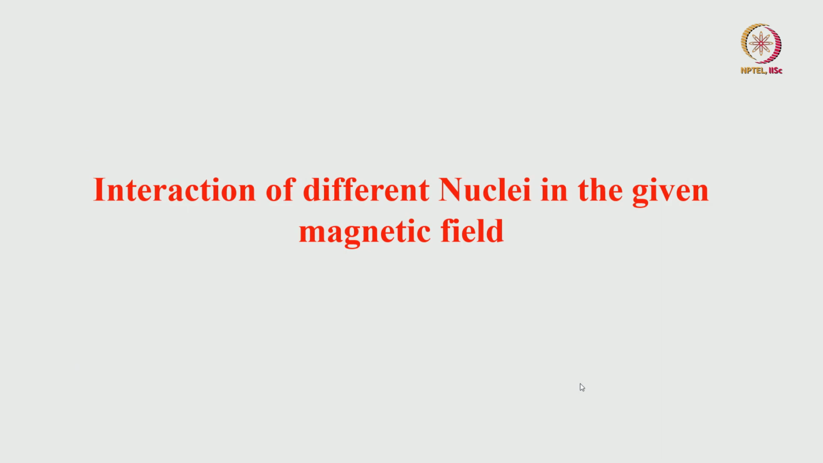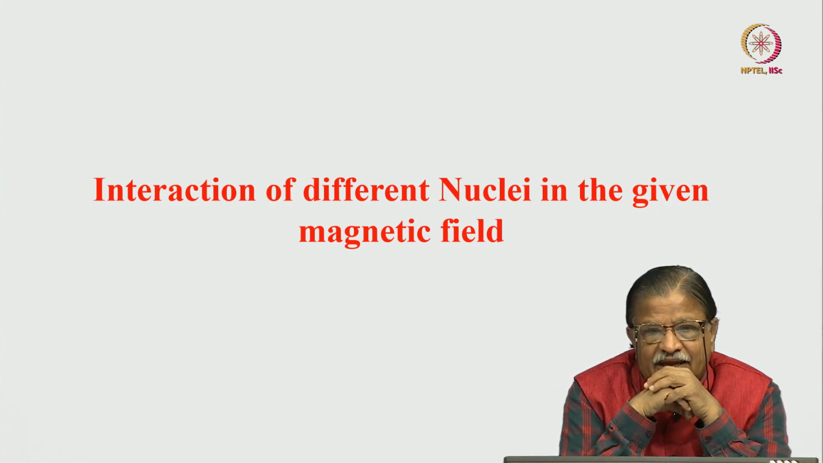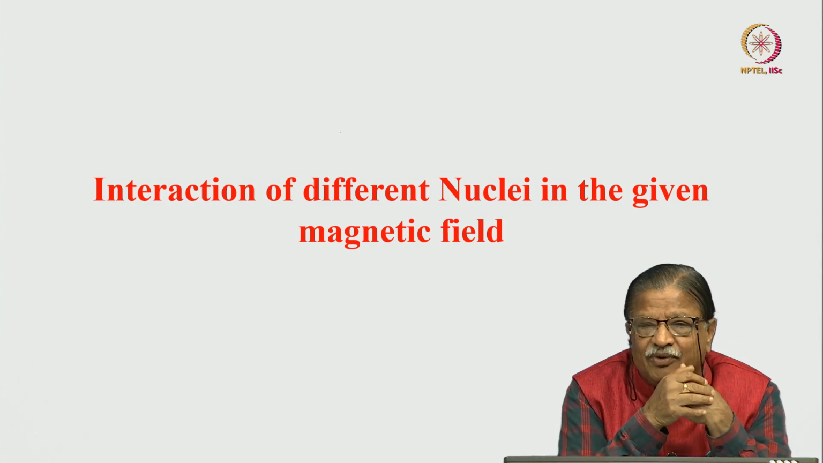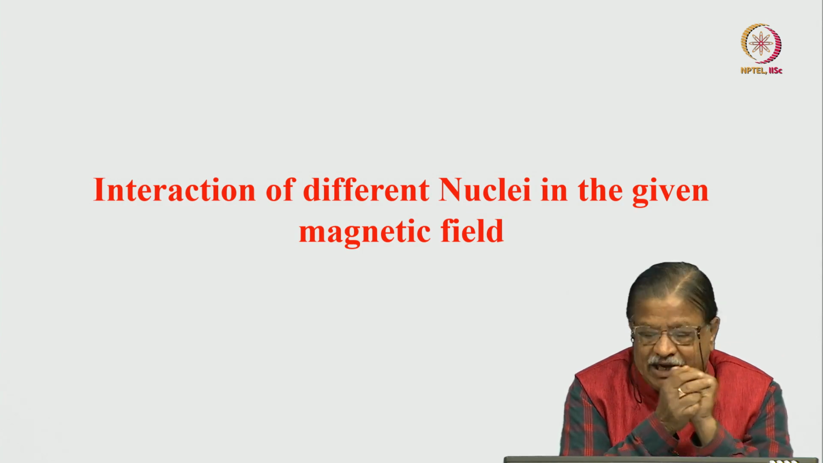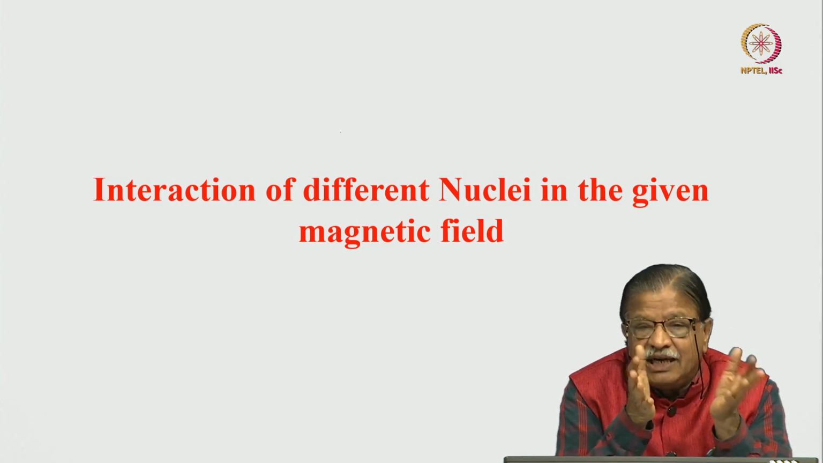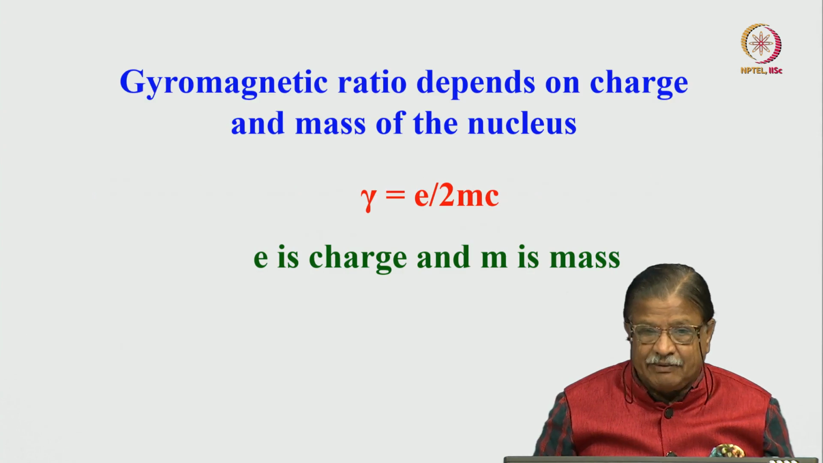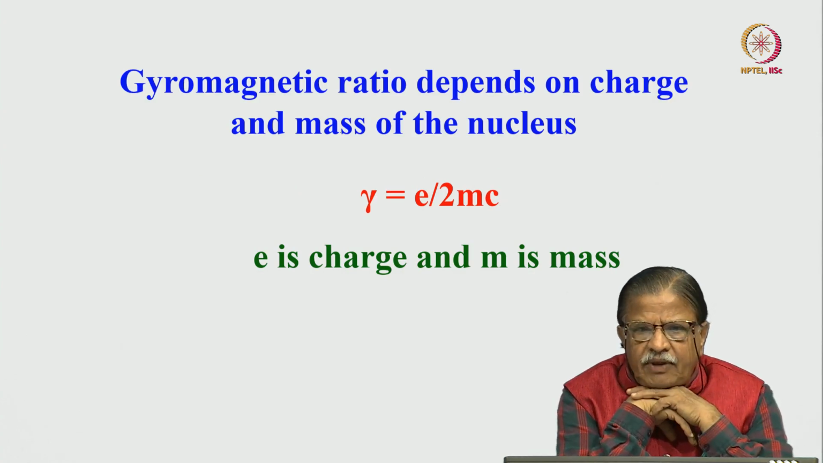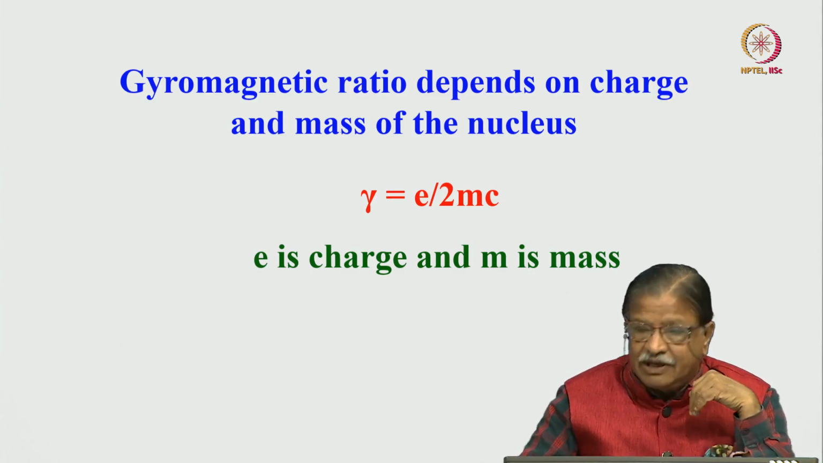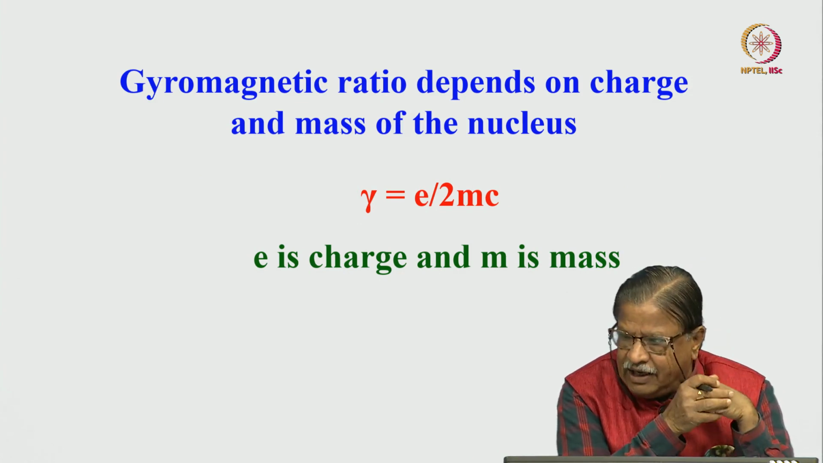With this, we will now try to understand how the nuclear magnetic moment interacts. How the interaction of different nuclei takes place in the magnetic field, or in other words, how the magnetic moments interact in an external magnetic field. This concept is very, very important. And before that, I want to tell you what a gyromagnetic ratio is. I said it is a constant for any given nucleus. Fine.